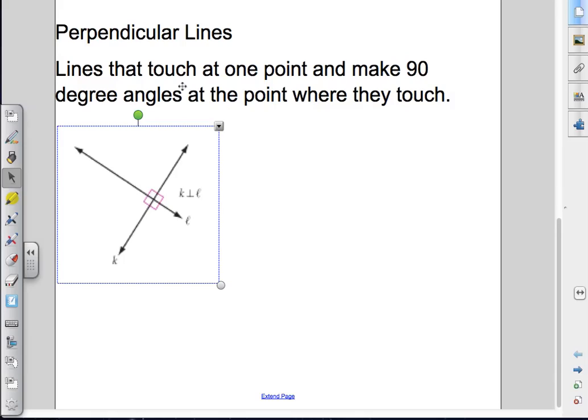Special notation for writing perpendicular lines is this little upside down T here. Here I'm saying that K is perpendicular to L. That's how I write it. K is perpendicular to L.